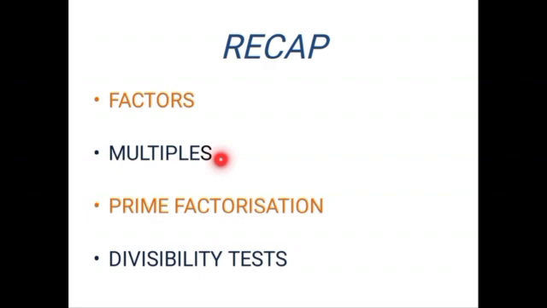From our earlier classes, we have been learning the properties of factors and multiples. In previous classes, we did some questions based on the concepts common factors and common multiples. What is prime factorization? The process of expressing a given number as a product of prime factors. Also, we learned that every composite number can be factorized into prime factors in one and only one way except for the order of the factors. And we learned some divisibility tests also.